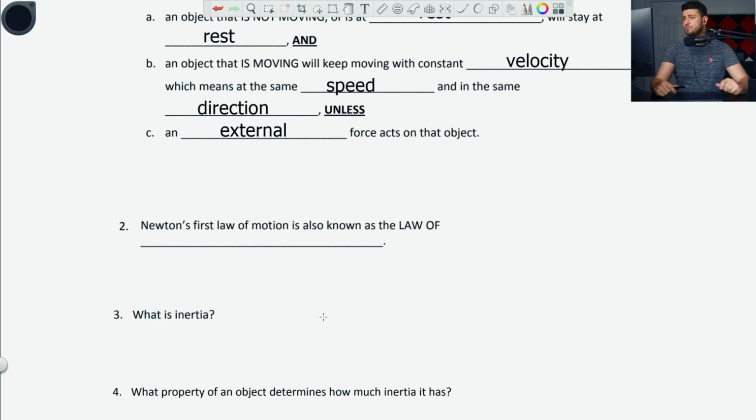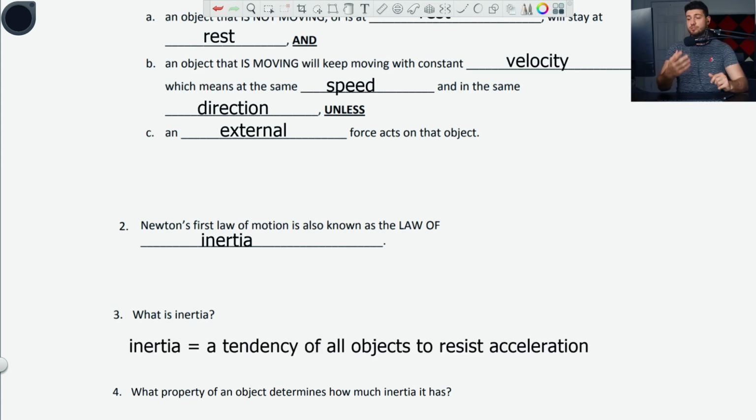Question 2. Newton's first law of motion is also known as the law of inertia. Question 3. What is inertia? So, inertia is a tendency of all objects to resist acceleration. What does it mean? Well, when you think about it, objects want to continue to do whatever they were doing. So, if an object is at rest, it just will continue to rest, as we just discussed with the first Newton's law. If it's moving, it wants to continue to move. Now, obviously, it's kind of a mouthful to explain. That's why we call this tendency of all of the matter with the word inertia.